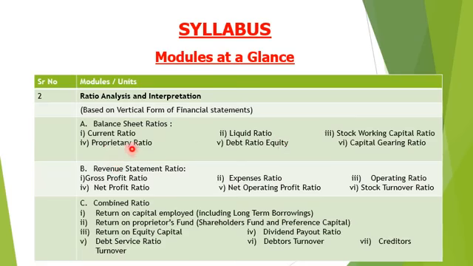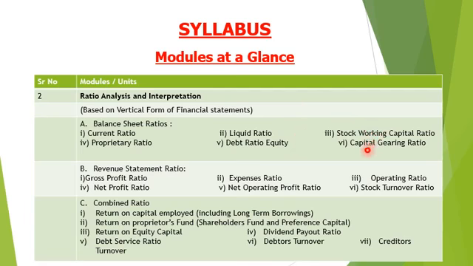The fourth ratio is the proprietary ratio. The proprietary ratio formula is proprietor fund upon total assets into 100. And the fifth ratio is the debt equity ratio. In the same way, two terms are there. The first term is debt, so write down the numerator as debt, and the other term is equity, so the denominator is equity. So the ratio is debt upon equity.